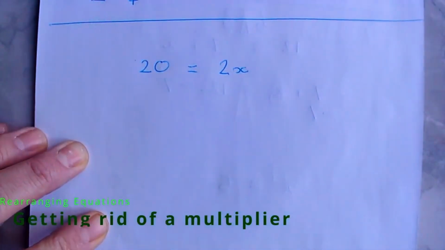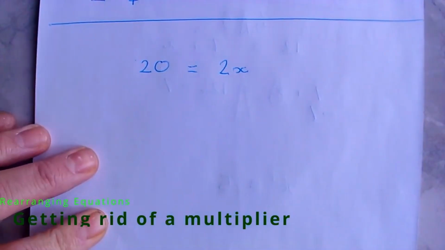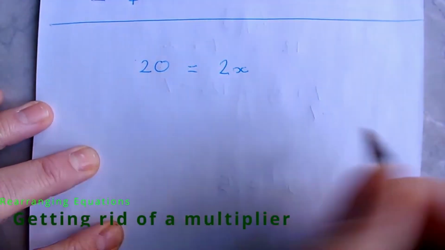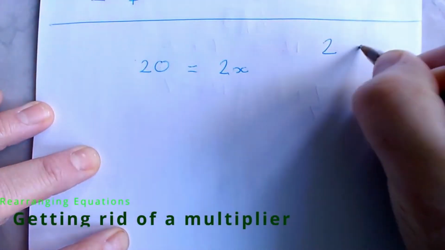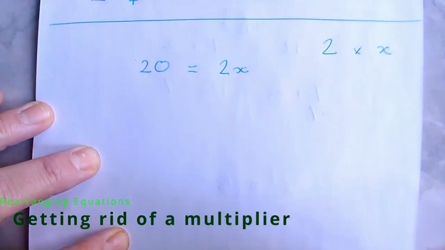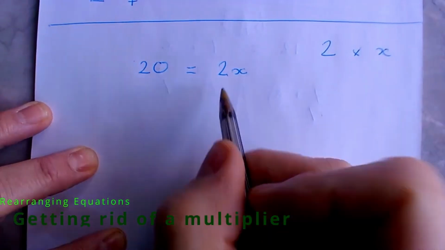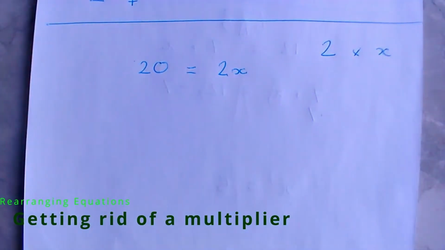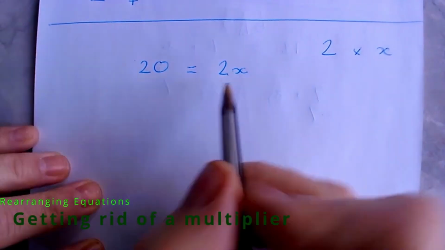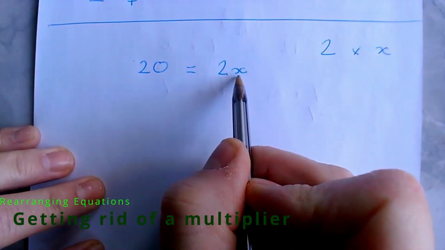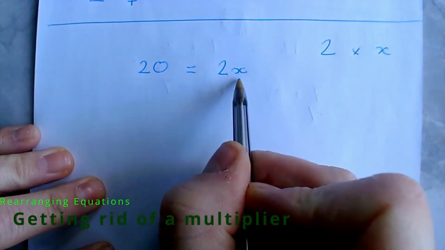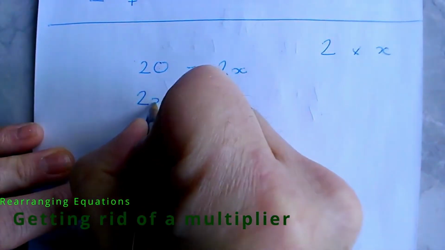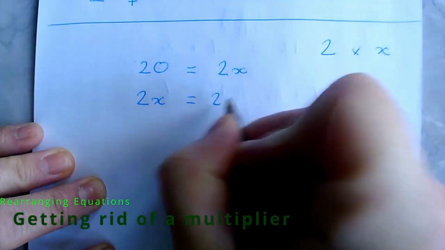So we've done adding, and we've done subtracting. What about multiplying? This expression here, 2x, actually means 2 times x. Mathematicians have an agreement that where the number is written in front of a letter, that simply means to multiply. So I want to know what the value of x is. Well, first of all, it's on the wrong side of the equals. So the first thing I'm going to do is just flip the equation.